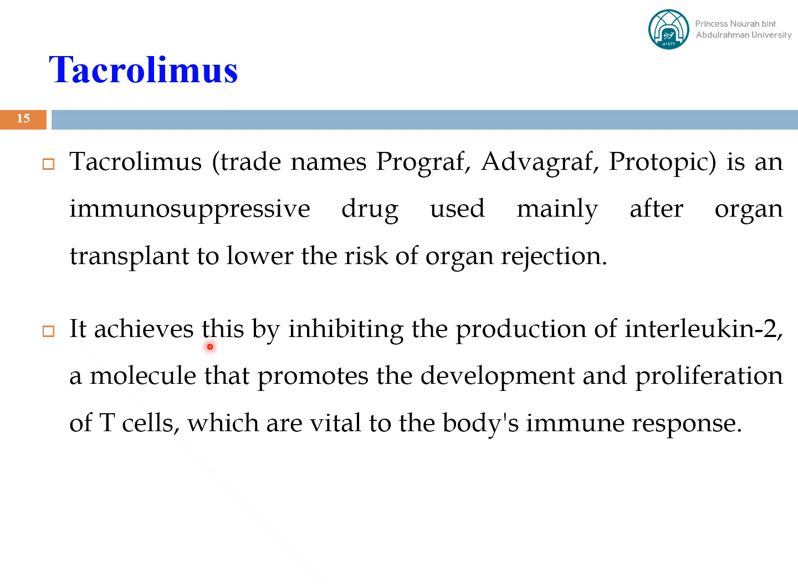It achieves this immunosuppressant action by inhibiting the production of interleukin-2, which is the molecule that promotes the development and proliferation of the T cells, which are vital to the body's immune response. So tacrolimus will inhibit the production of interleukin-2 that promotes the development of T cells. Okay?